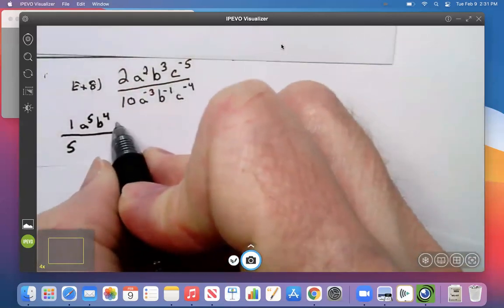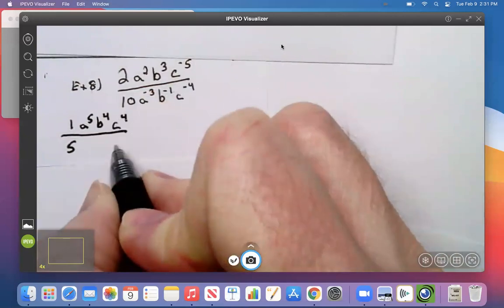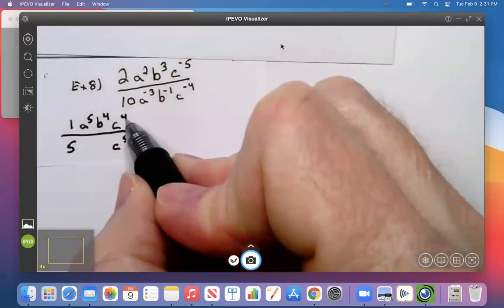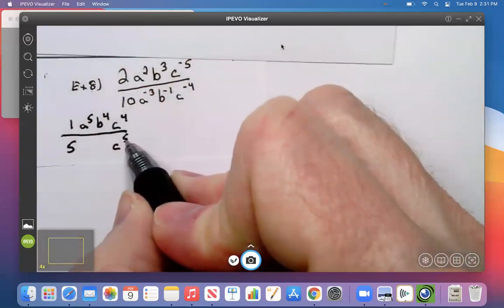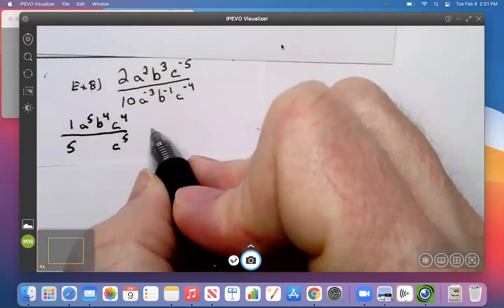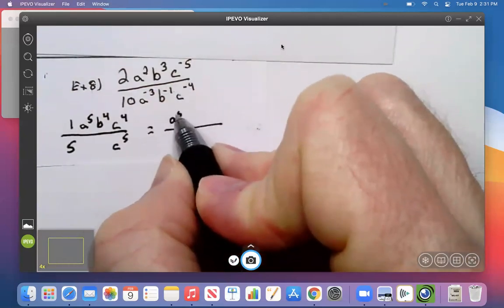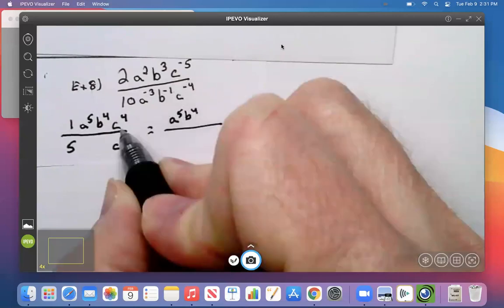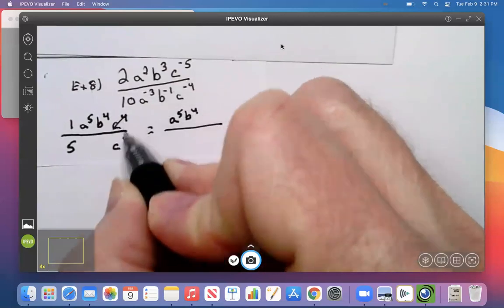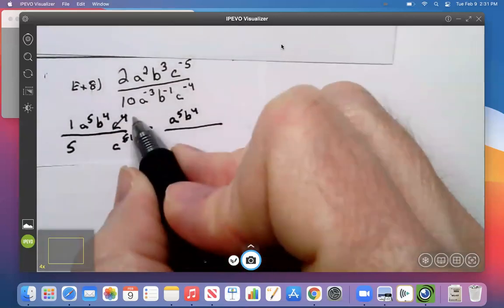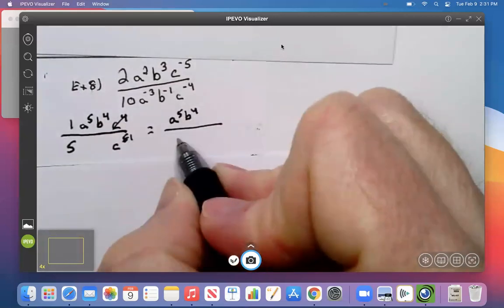I'm taking the c to the 4th, moving it up top, the c to the 5th, moving it to the bottom, and then these 4 c's will cancel 4 of these 5 out and leave me with 1 on the bottom. So my answer is a to the 5th, b to the 4th. Those 4 c's cancel out and leave me with 1 on the bottom. Or 4 minus 5 is negative 1, then you move it to the bottom, however you want to look at it.